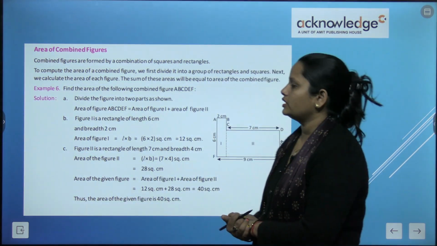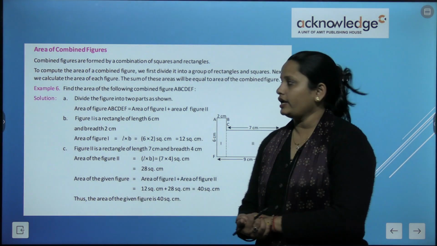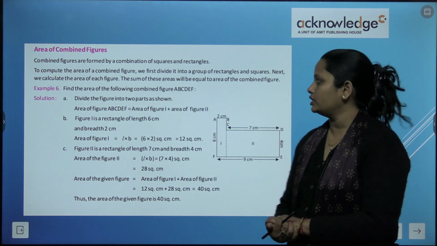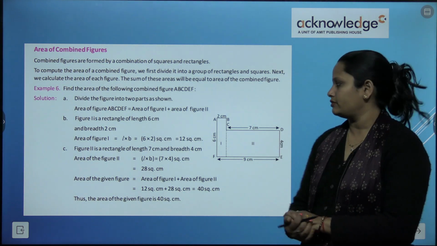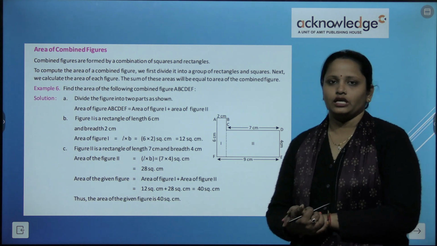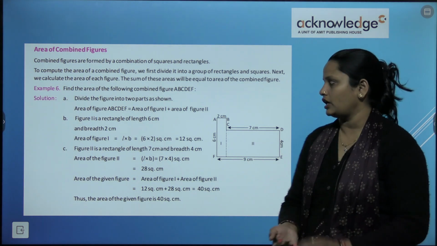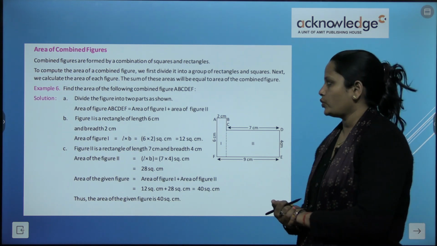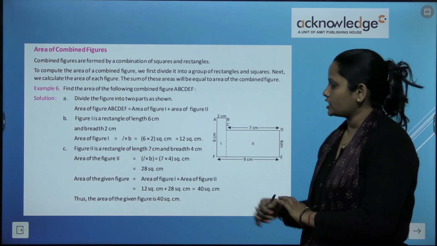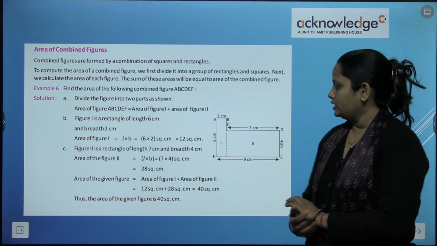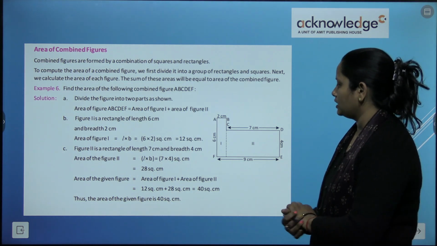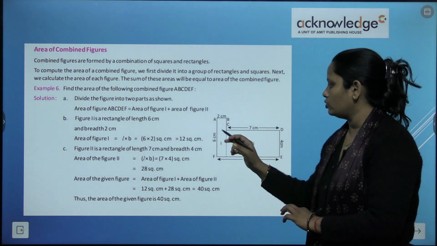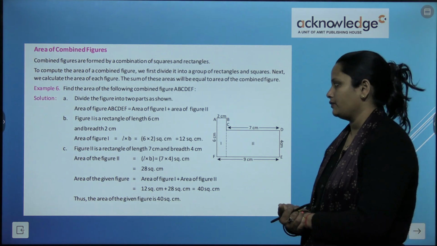Let's learn this with the example given here. Find the area of the following combined figure A, B, C, D, E, F. So here this is the figure. ये फिगर है हमारे सामने. अब इसका एरिया हमें फाइंड आउट करना है. तो हमने पहले क्या करना है? इस फिगर को डिवाइड करना है स्क्वायर या फिर रेक्टेंगल में. तो आप देख सकते हो जो डॉटेड लाइन है ये इस फिगर को दो पार्ट्स में डिवाइड करती है. एक रेक्टेंगल ये है और दूसरा रेक्टेंगल ये है.